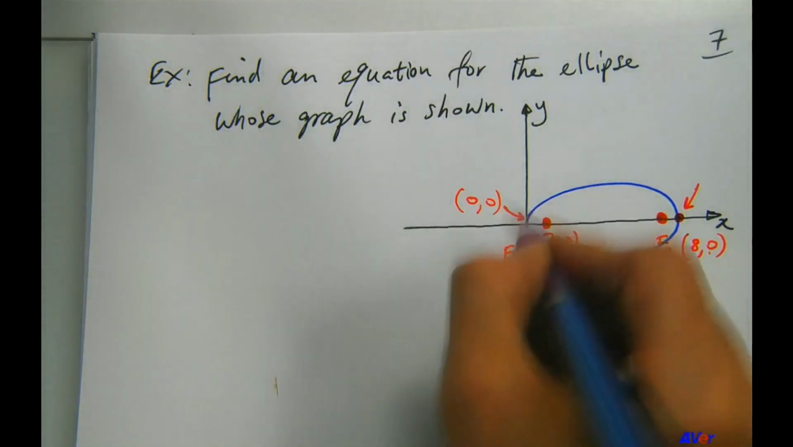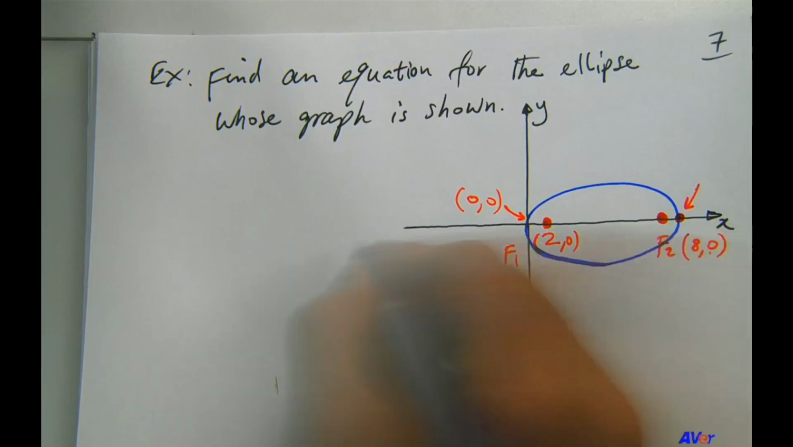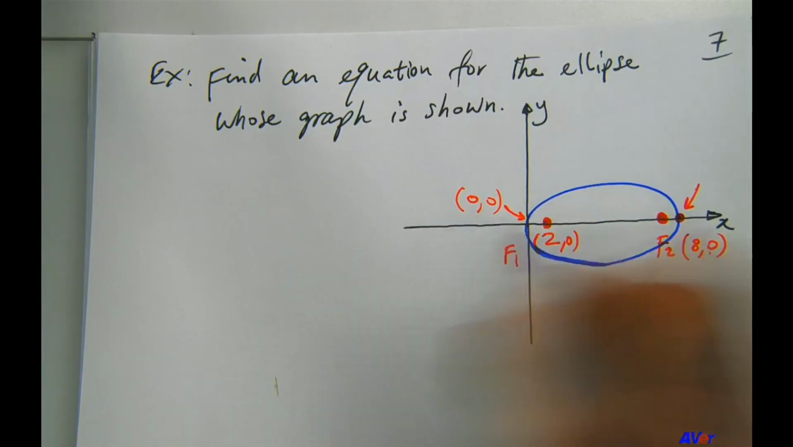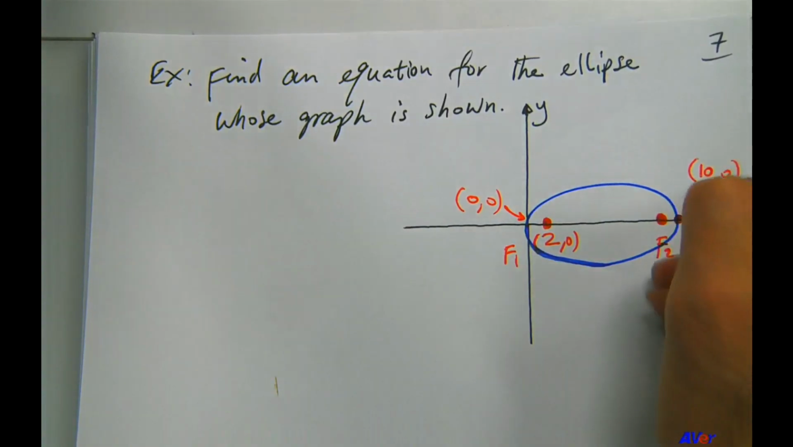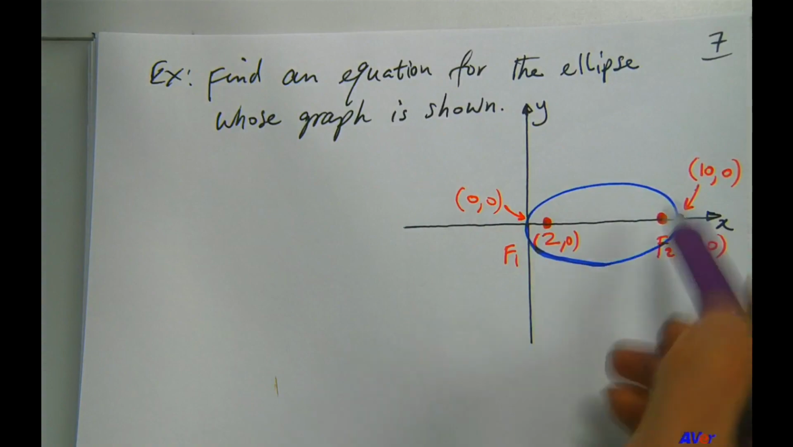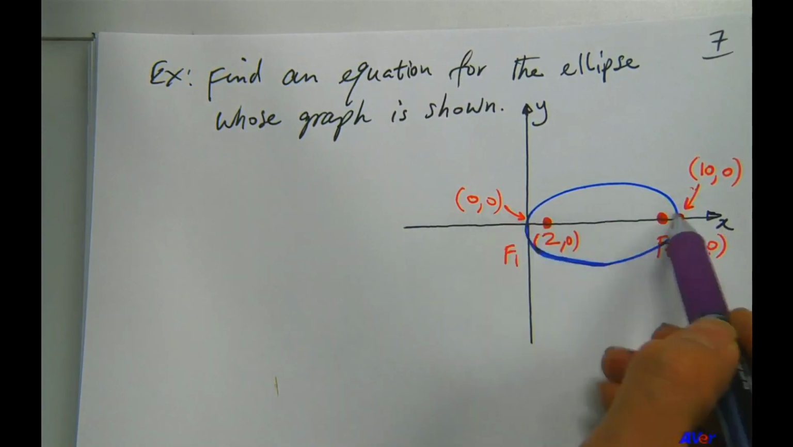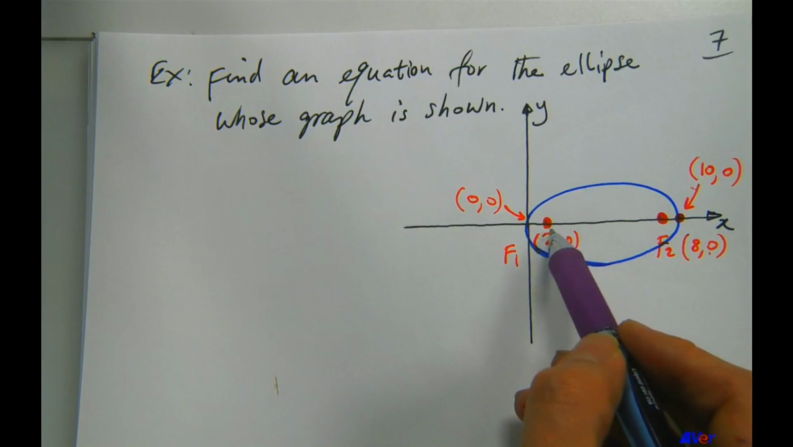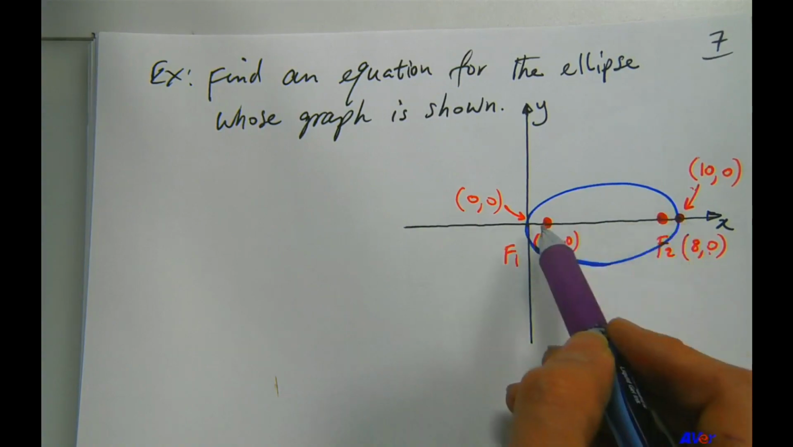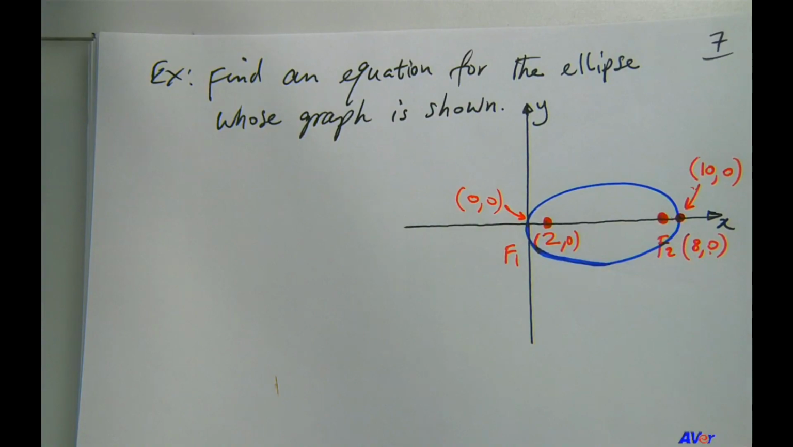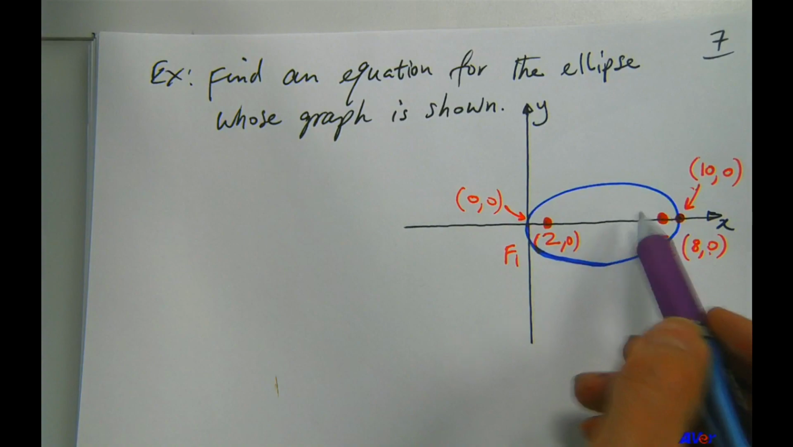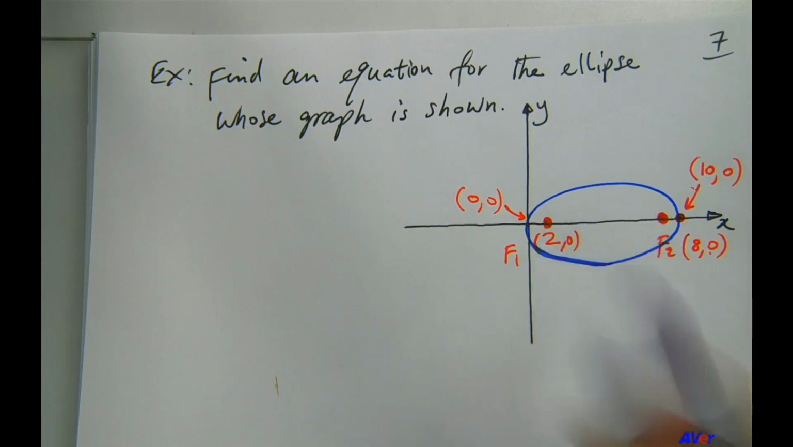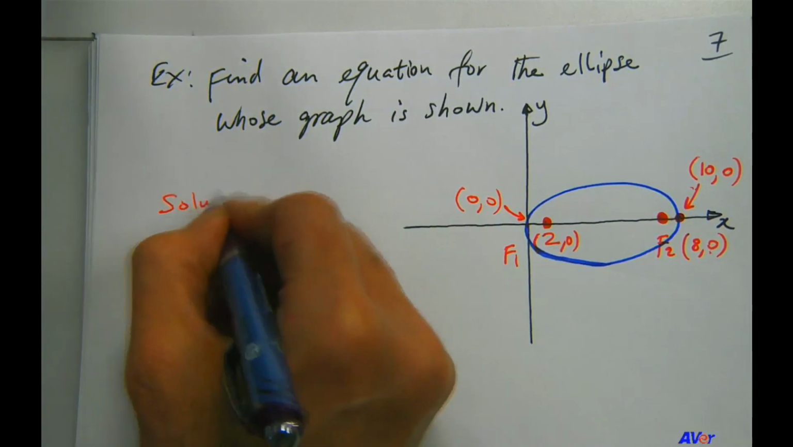That's at 0, 0, this vertex, and the major axis goes from 0, 0 to, we are told, that point is 10, 0. So we know the location of the major axis and the vertices along that, and we know the location of the focal points. And of course, with all this information, well, first of all, it's a horizontal ellipse. So let's take this one step at a time.